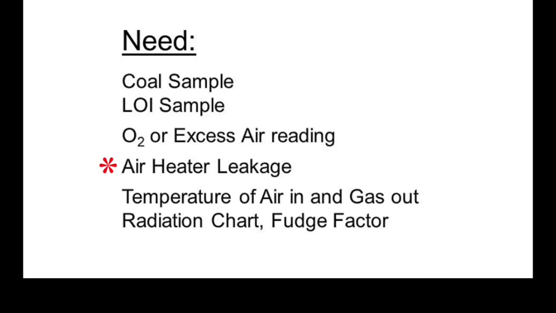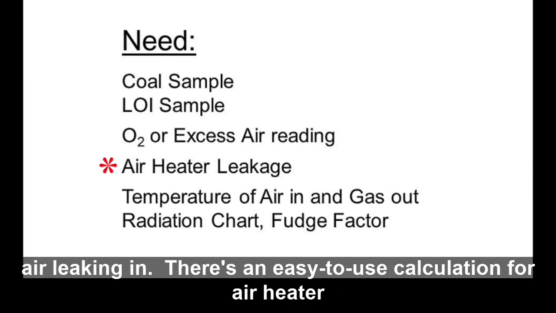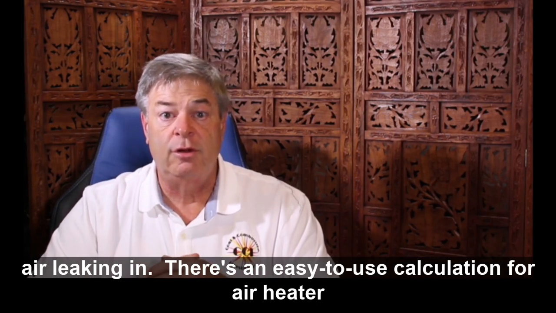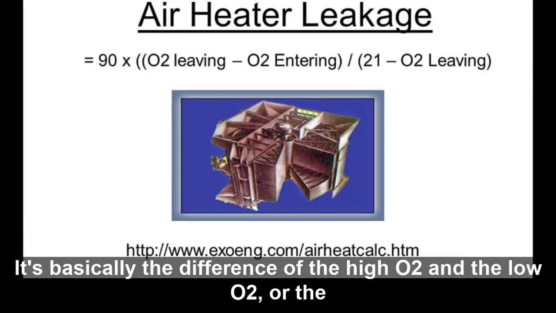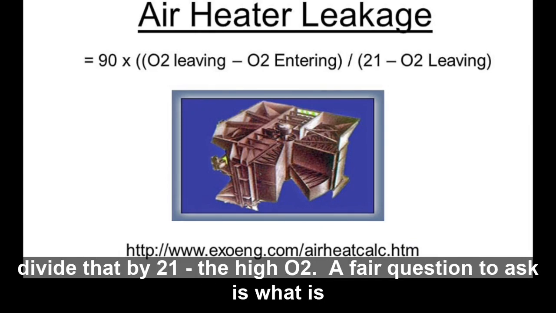We have to make that calculation to correct the exit gas temperature for the amount of cool air leaking in. There's an easy to use calculation for air heater leakage. It's basically the difference of the high O2 and the low O2, or the exit gas and the entering gas, that high O2 minus the low O2, and then you divide that by 20 minus the high O2.